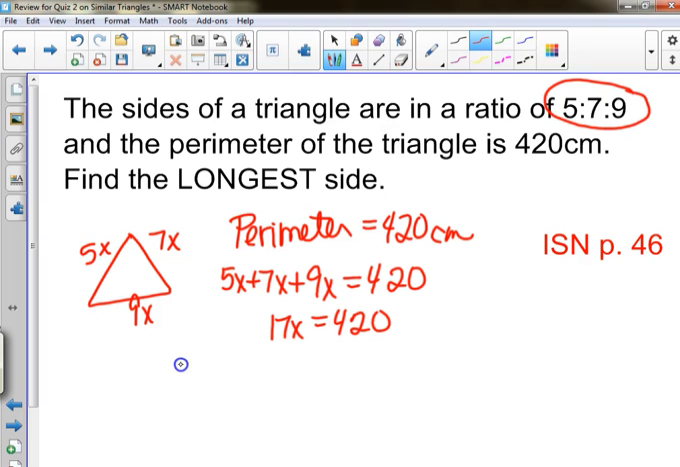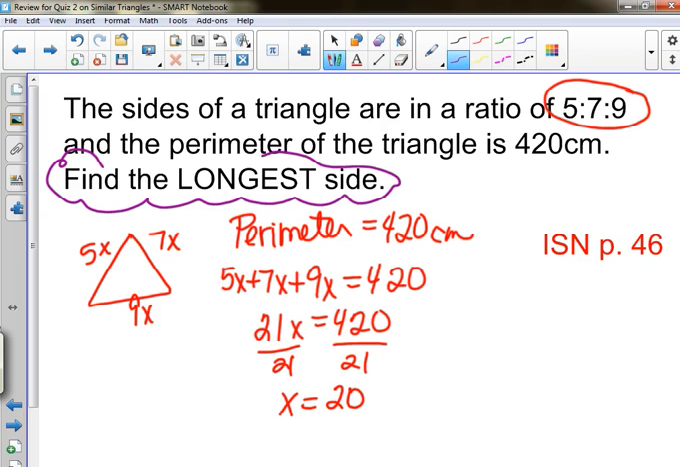I added that right? No, I didn't add that right, did I? How about 21x? That seems a little better. 12 and 9 is 21x. And then if we divide by 21, we get 20. Now, this is the trick at the end. Remember, it asked up here for the longest side. Okay. We have to put that 20 back in.